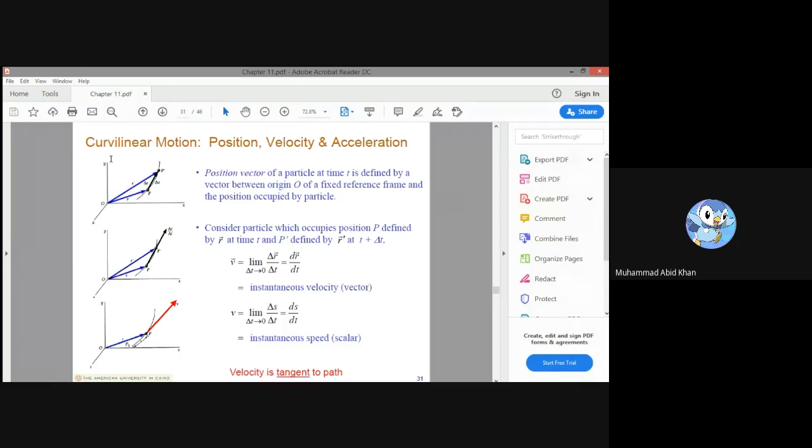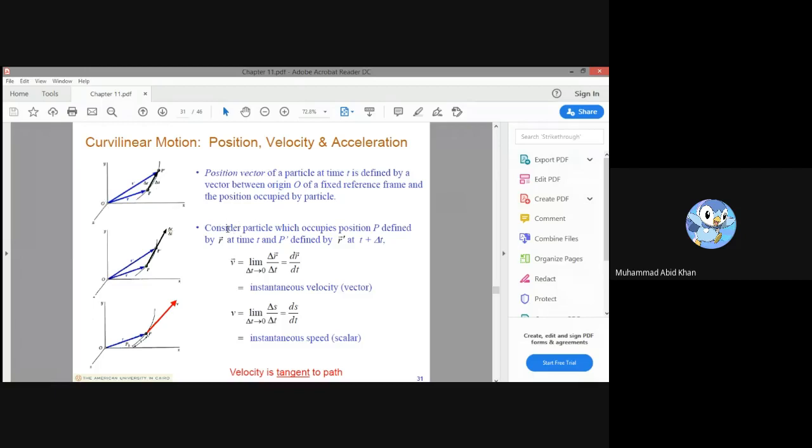Here is given the x-axis, y-axis, and z-axis. The position vector of a particle at time t, this one, is defined by a vector between the origin of a fixed reference frame and the position occupied by the particle. That is the one point.